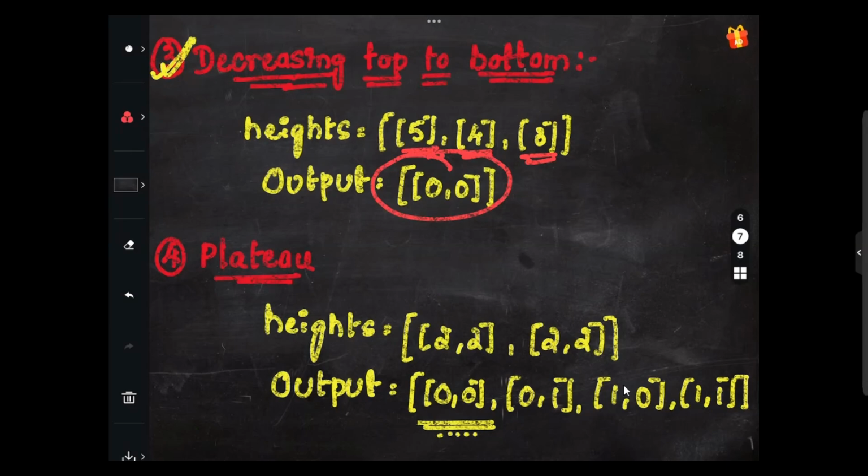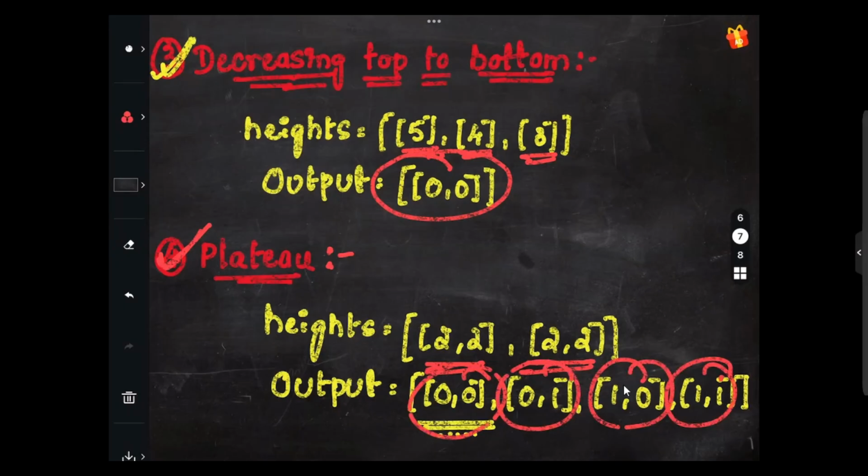So I can just check in the same way that I showed by considering the first example, right? Let's move on with the final edge case, the plateau, or the fourth edge case. Heights we have here as 2, 2, 2, 2, right? So output is here 0, 0, 0, 1, 0, 1, 0 and 1, 1.